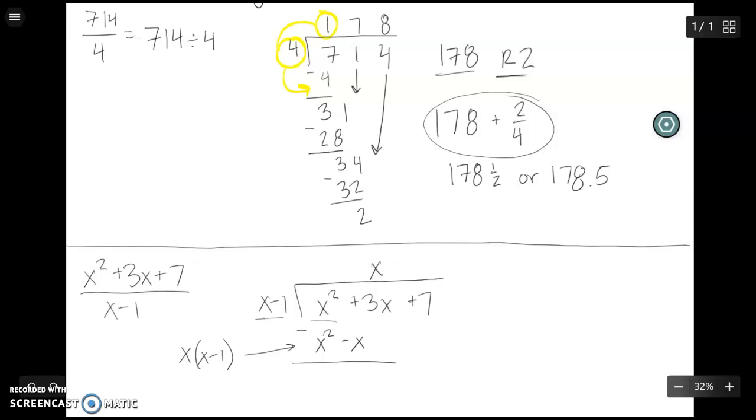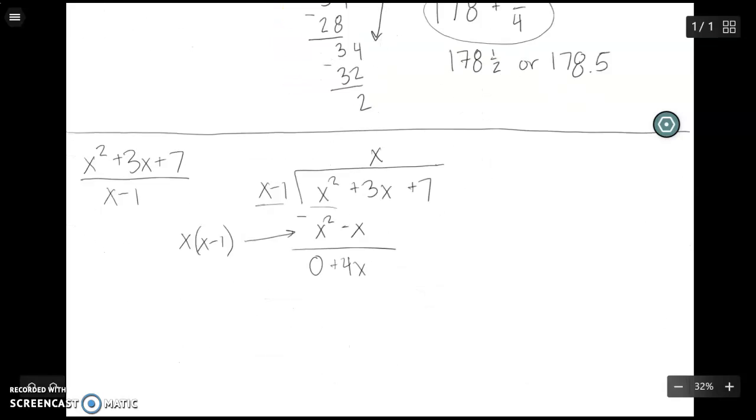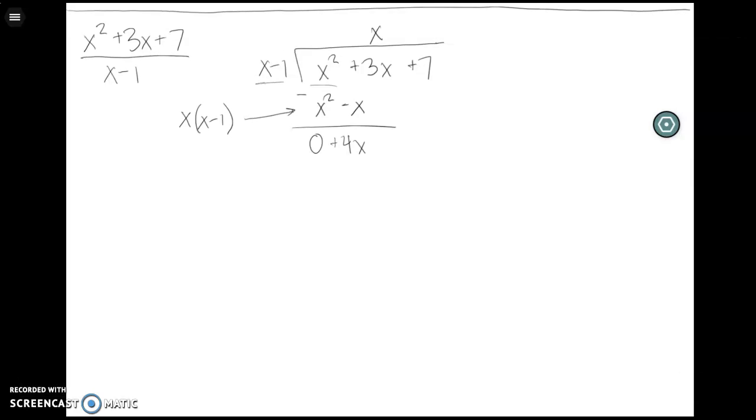So we're going to say, okay, what's x squared minus x squared? Well, that's 0. What's 3x minus a negative x? Well, that's the same as 3x plus x, which is a positive 4x. Okay, I'm going to scroll down a little bit. Now we're going to bring down our next term. So now we're going to have 4x plus 7.